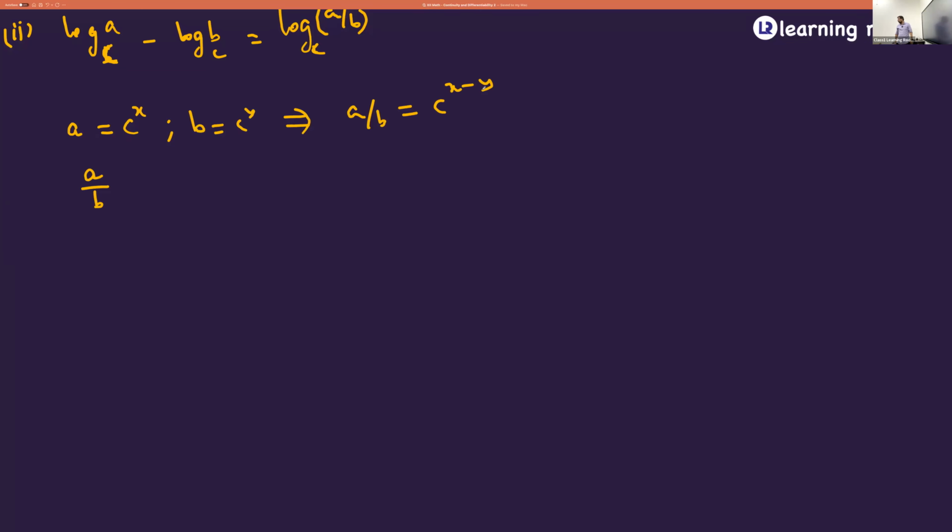What should be the next step? Take log. Log of a by b. So you need to mention which base you're taking. Log base c on both sides. Then that will be equal to log of c power x minus y base c. So what will happen to that x minus y? It will become a multiplication factor. So it will become x minus y into log of c base c. What is log of c base c? You're done. So what is x? Log a base c, y is log b base c. That's it. That is all you need to do. Clear?